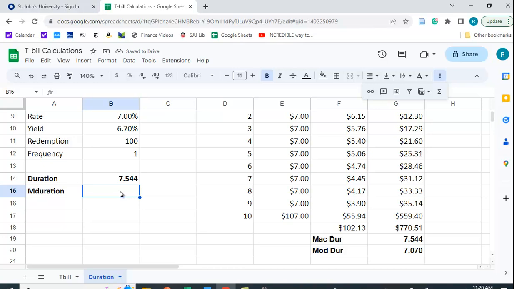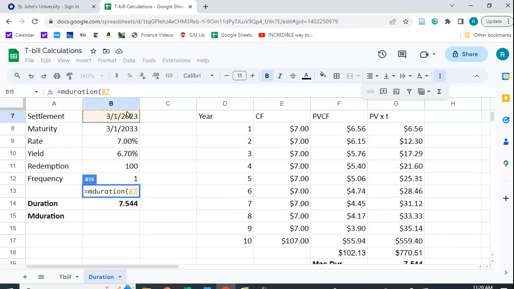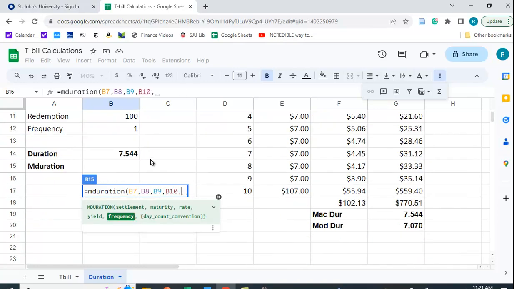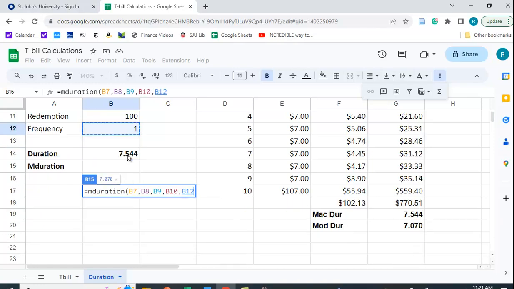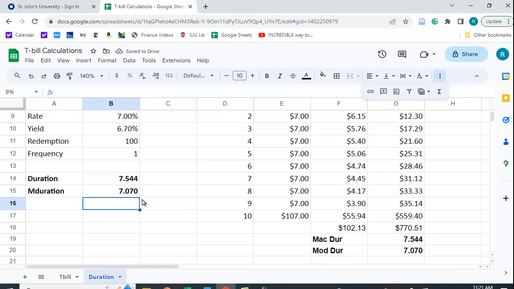7.544. There's also an MDuration function. Again, we put in the same arguments, and we should get the same thing we calculated before, 7.07. It's much easier to do it this way than to do it longhand. So you might as well take advantage of the functions in Google Sheets that do this for you.